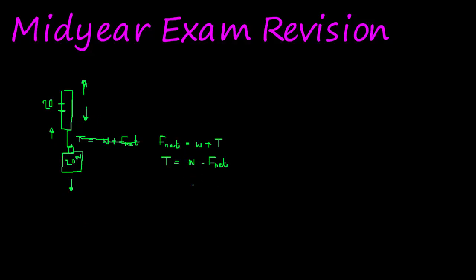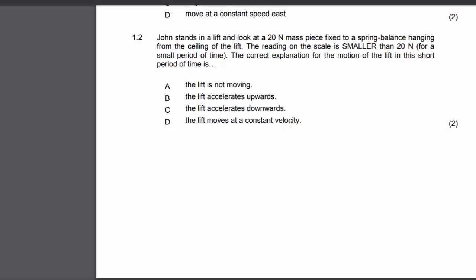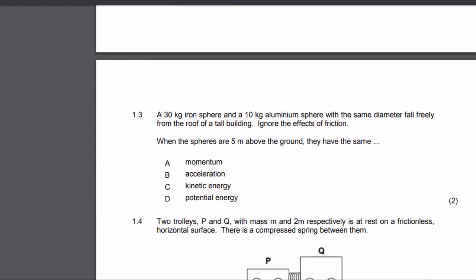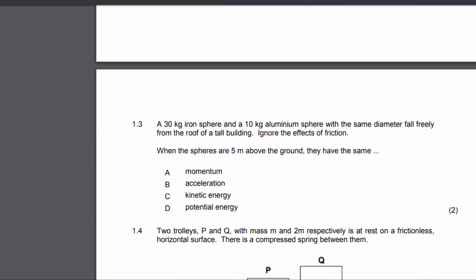I'm not going to go into that too much longer, but the point is that the lift is going downwards. For a moment, the weight hanging down on this scale is alleviated as it's accelerating downwards, but then it reaches a constant velocity and it stops doing that. So it's accelerating downwards. That's answer C.